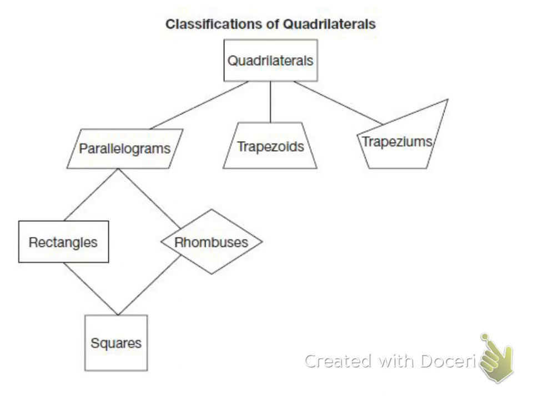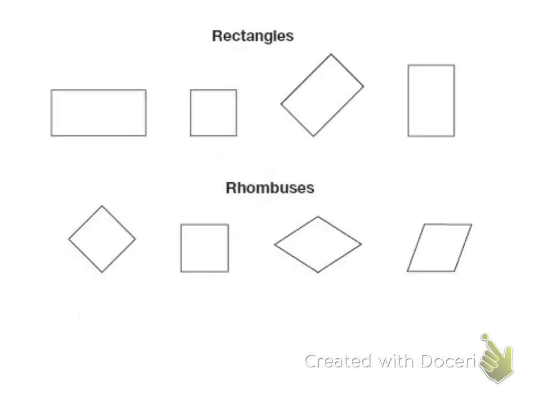Quadrilaterals can be divided into parallelograms, trapezoids, and trapeziums. Now, parallelograms can be divided into more pieces. A parallelogram with congruent angles is called a rectangle. That means that all of the angles are right angles. That's the definition of a rectangle. All rectangles have 4 right angles. Even if it's tilted, it still has 4 right angles.